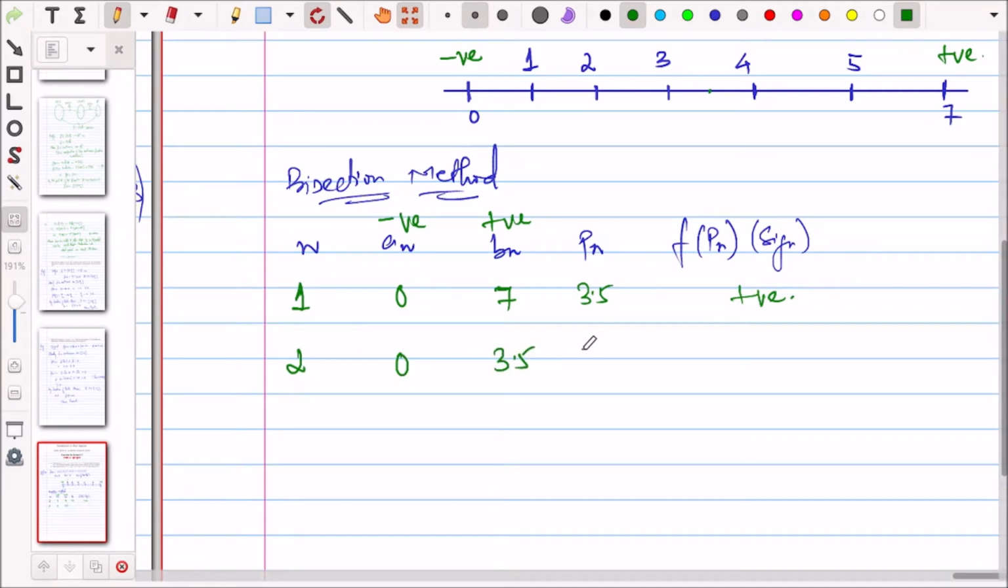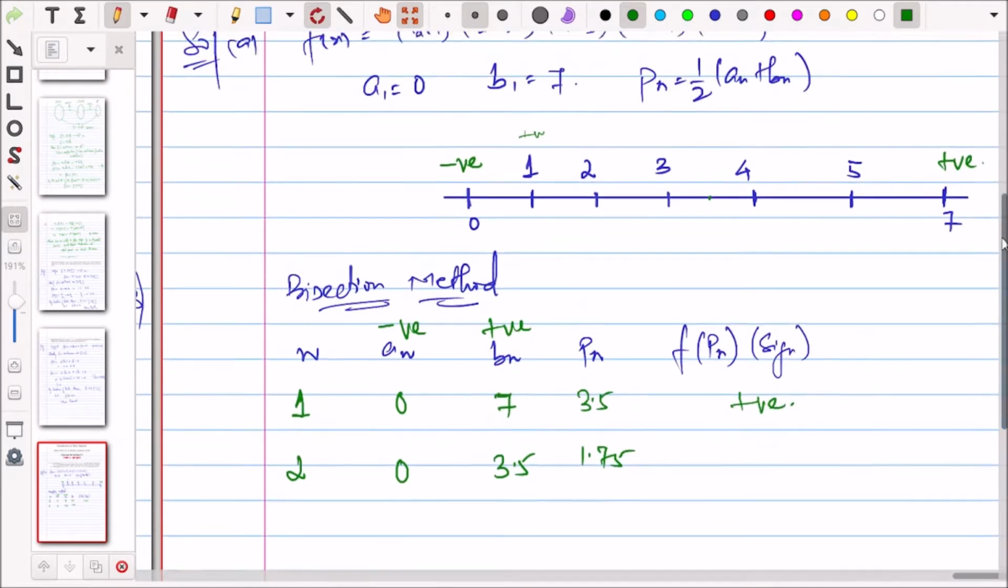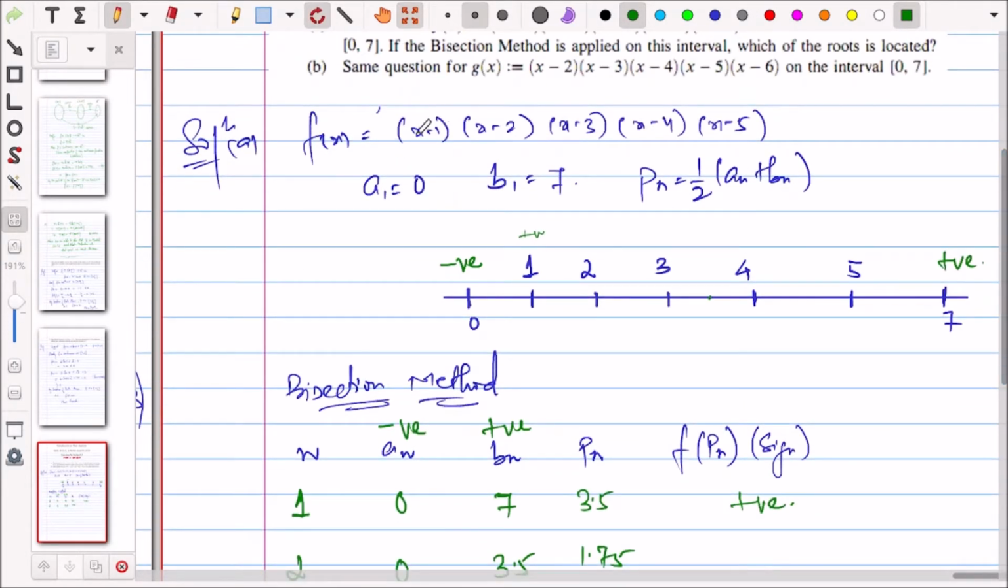Then p2 will be half of this, which is 1.75. If you look at the sign, positive, negative, negative, negative, negative. So 4 negatives. So again this is positive.